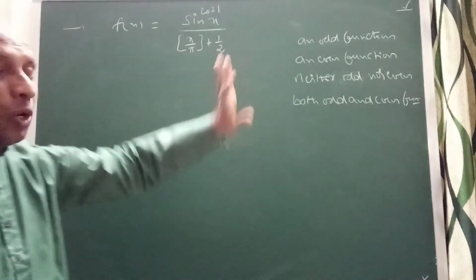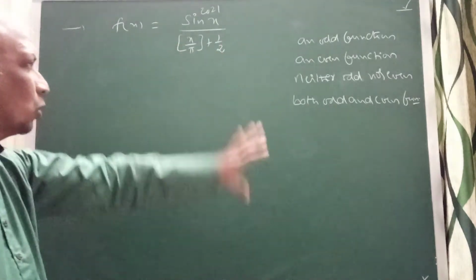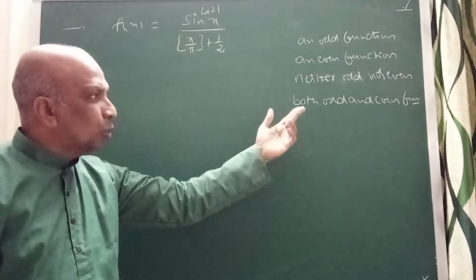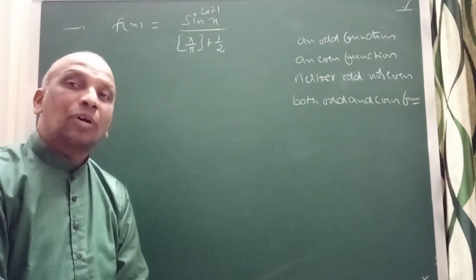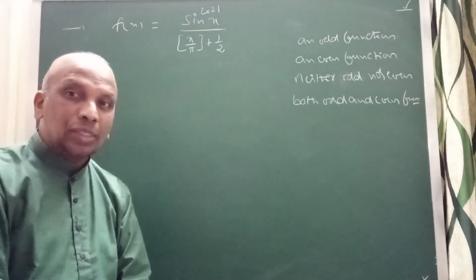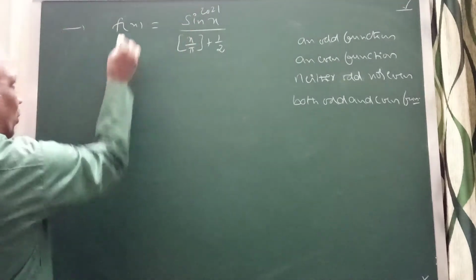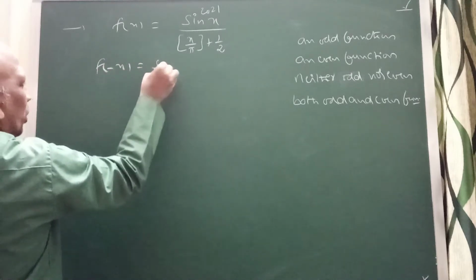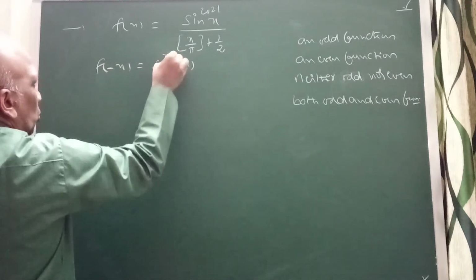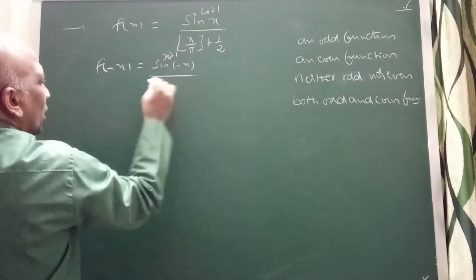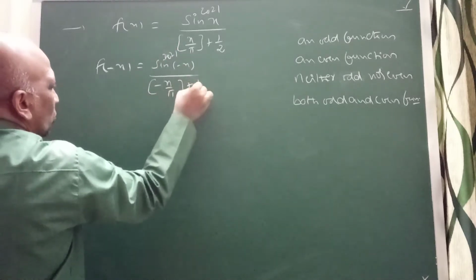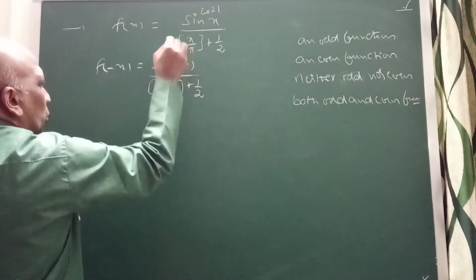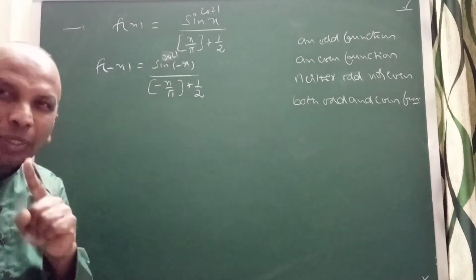Now to verify whether a function is even or odd, we check f of x. Generally when f of x equals 0 only, it is both even and odd. Now, suppose we verify: replace x with minus x, f of minus x. If we take f of minus x, this will be sin of minus x to the power 2021 times the step function of minus x by pi plus 1 by 2. Just replace x with minus x.